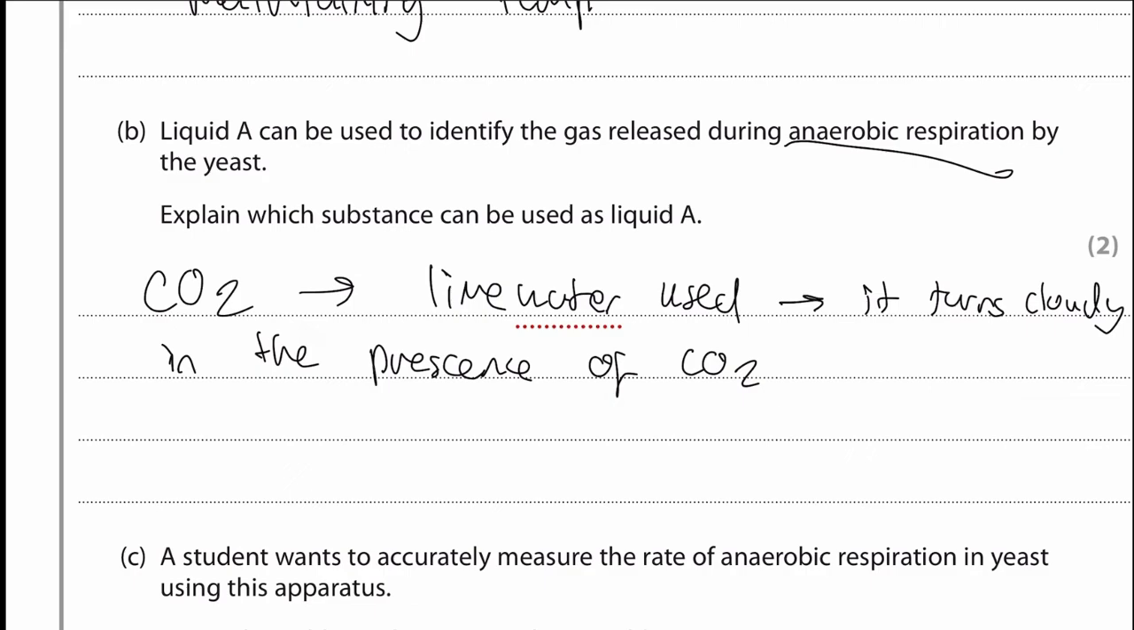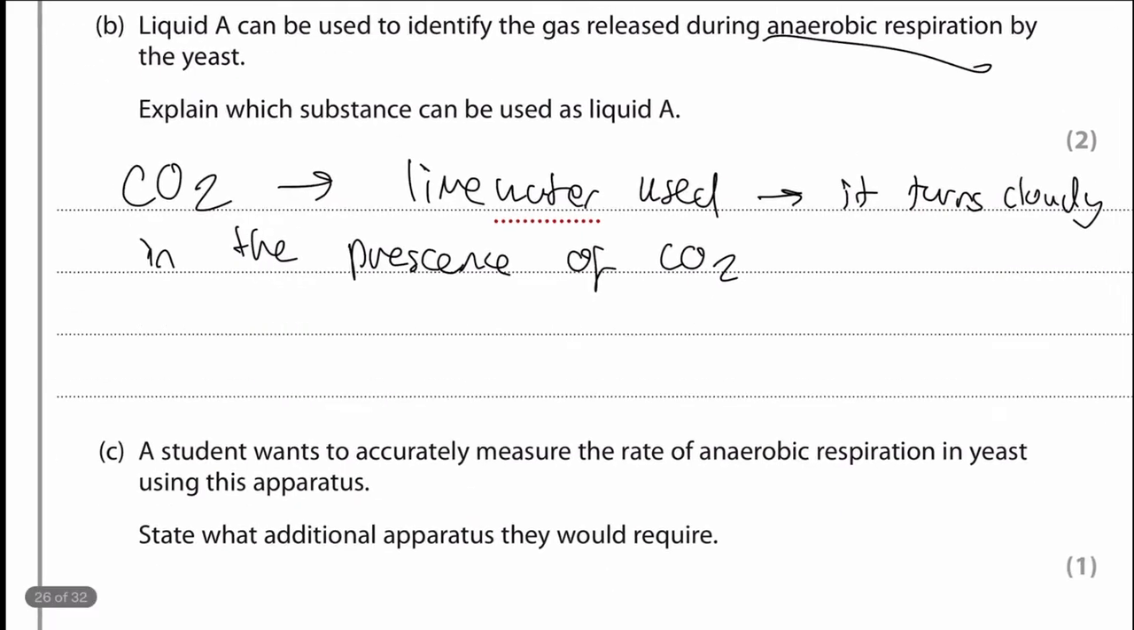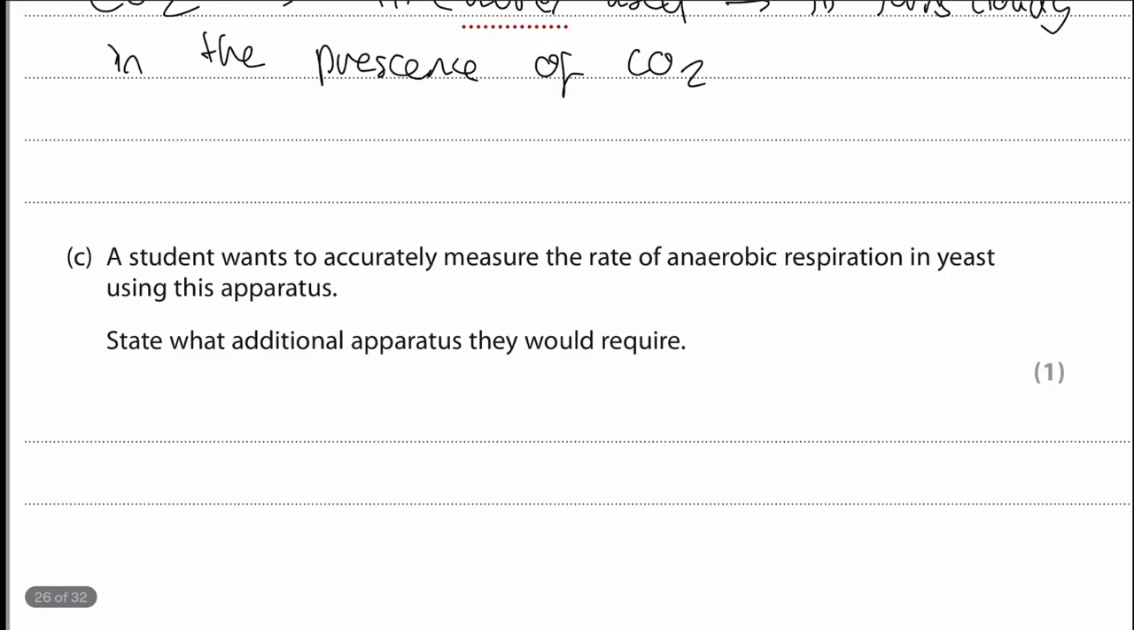Well, if you are very clever, you should know that we can also use hydrogen carbonate or sodium hydrogen carbonate. And what happens, it will turn yellow or slightly orange in the presence of carbon dioxide. But this is the easy one, CO2 lime water. It's very simple. A student wants to accurately measure the rate of anaerobic respiration in yeast using this apparatus. State what additional apparatus they would require.